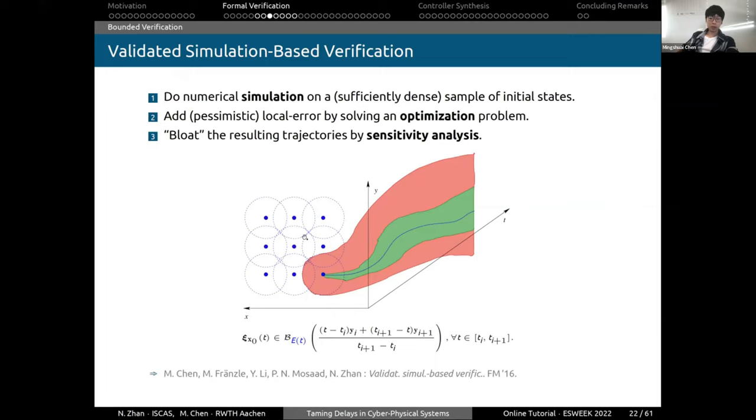And then by taking the union of all the red tubes from each of the partitions, we get an over-approximation of the reachable set. If this is not accurate enough, then we can further refine the partition and do the same procedure again. I won't go into details of this approach, but if you're interested, you can refer to our paper at FM in 2016.